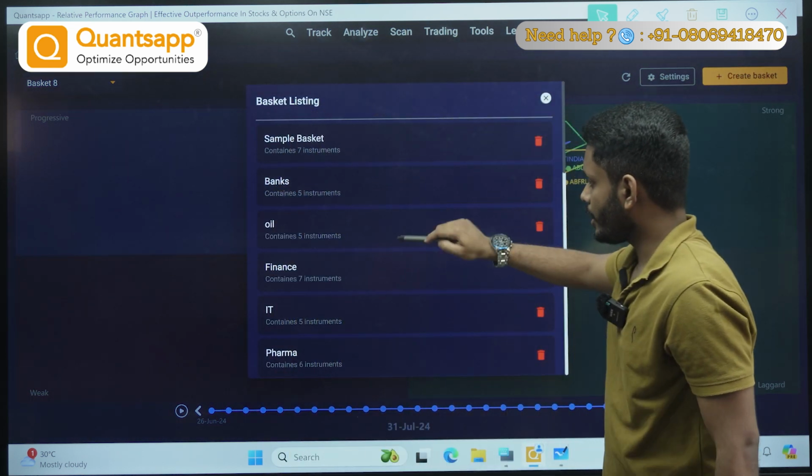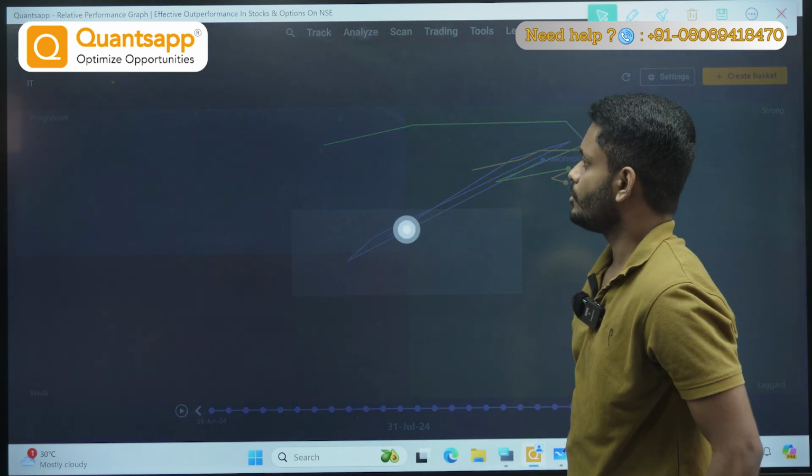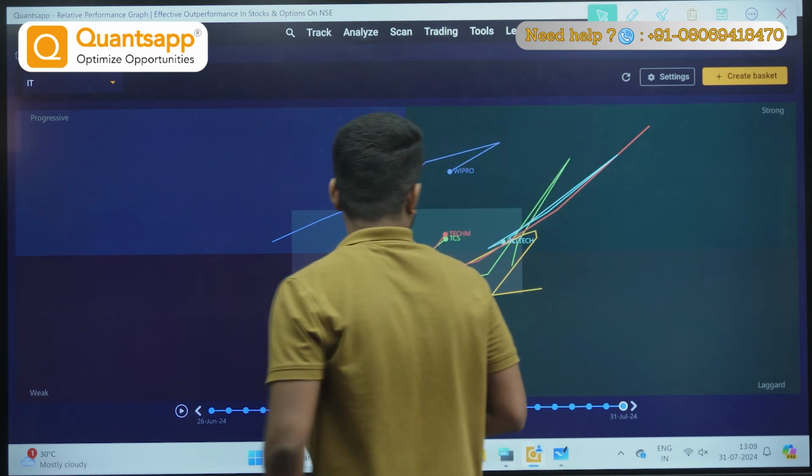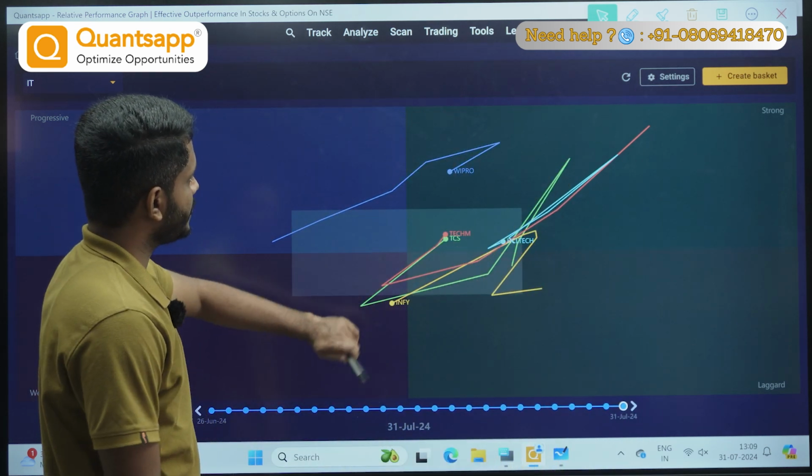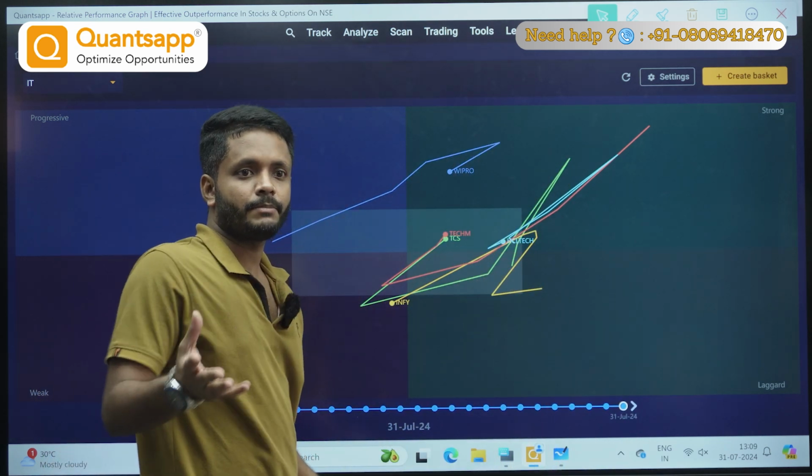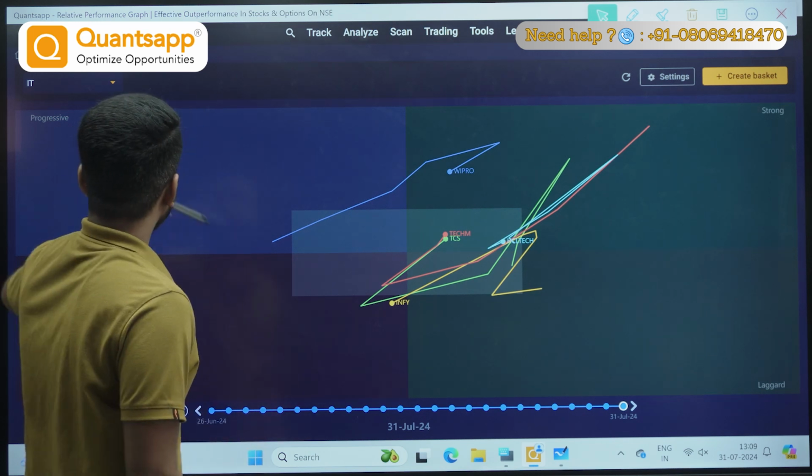Now see, I have created some baskets, I will show you. See, banks, oil, finance, IT. Let's go and check IT. Okay, so I am interested in HCL Tech, Infosys, Tech Mahindra, TCS and Wipro. So I have created a basket of these 5 stocks. So it will be convenient for me.